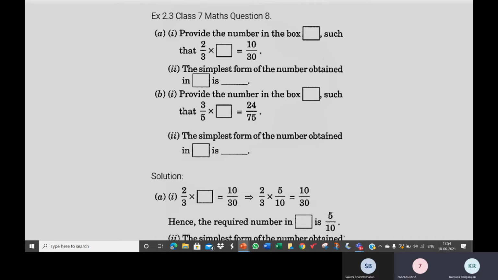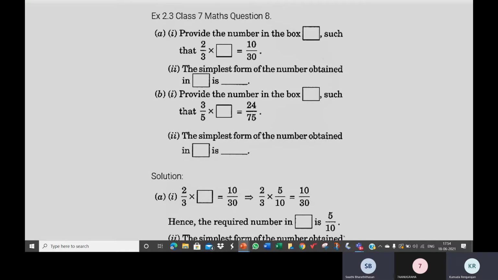Ma'am, 24. The numerator 3 should become 24. What is the denominator? Ma'am, 5. And it should become what? 75, ma'am. Okay, 3 should be multiplied by what to get 24? Ma'am, 8. And Swati, the denominator 5 should be multiplied by what to get 75? Ma'am, it should be multiplied by 15 to get 75.